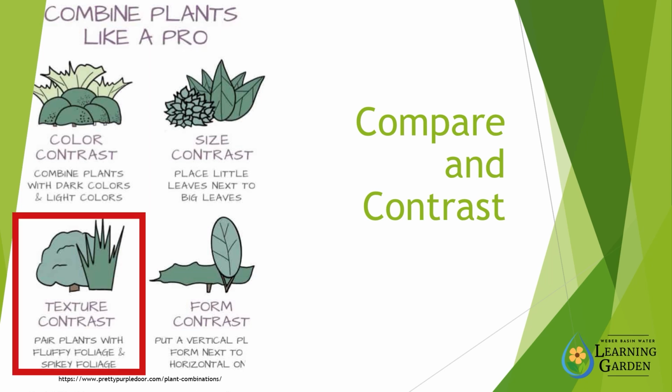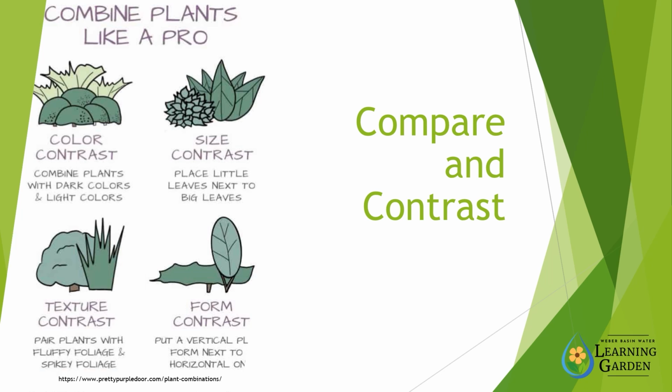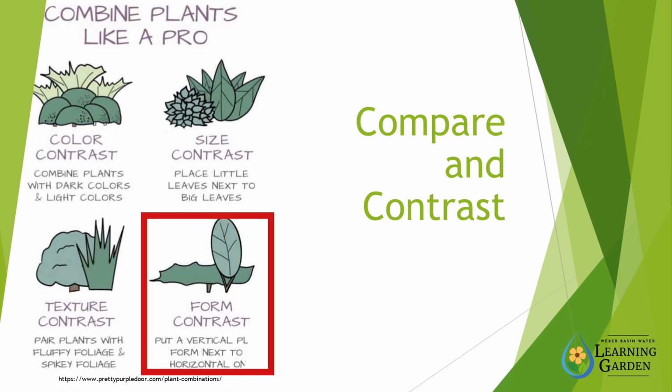Using texture in plants, having fluffy plants next to some sharp feeling plants or spiky plants, are also great ways to create some interest. Chances are that you'll want to go up and touch the fluffy plants. And then contrasting forms. Some plants are very narrow and upright, and some grow more horizontally, and you can use those almost as a line to guide your eye to some element of your design.